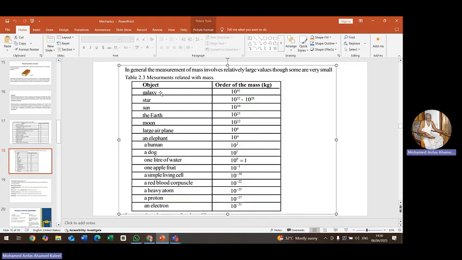The mass of one star is 10 to the power 32 to 10 to the power 28 kg. Our Sun's mass is 10 to the power 30 kg. Our Earth's mass is 10 to the power 25 kg. The mass of the Moon is 10 to the power 22 kg.